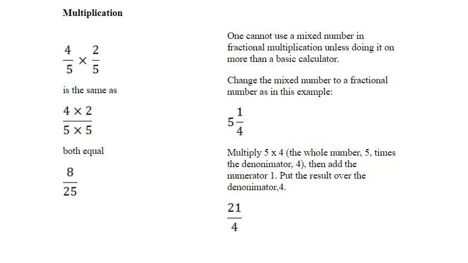The other thing to notice is that when you have 4/5 times 2/5, you just multiply as it shows you right here, and the result in this case is 8 over 25.